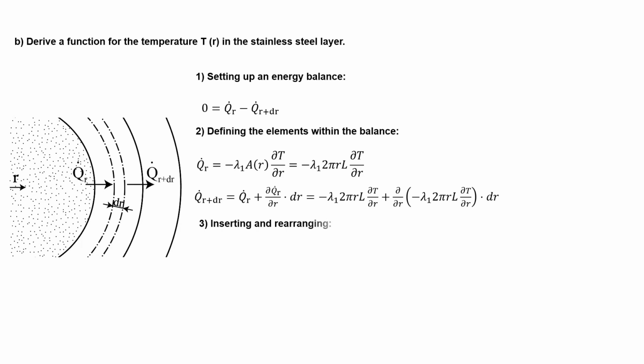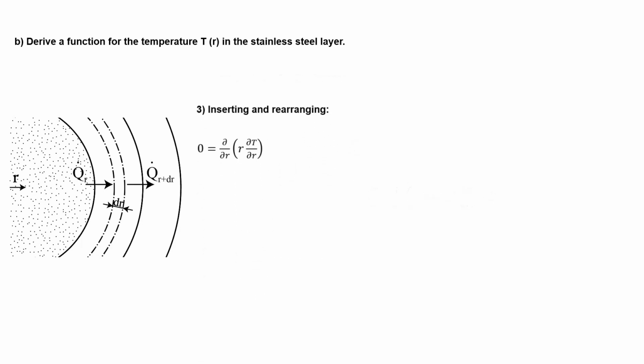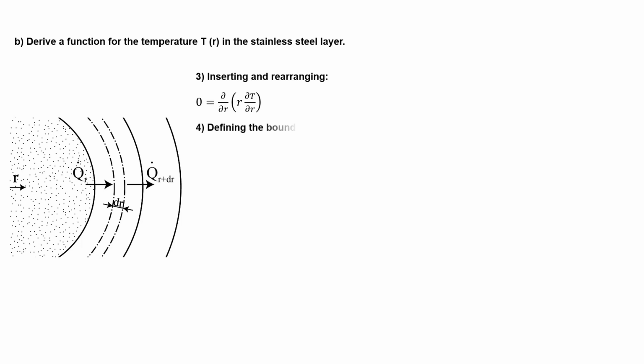Once we have an expression for both fluxes, we can just simply fill them into the balance, where eventually rewriting gives this expression. But the thermal conductivity, 2 pi, L, and dr are constants, so we can divide the left and right side of the equation by these terms, so they will cancel out, and they give us this expression. Now we have a differential equation where the temperature is differentiated twice with respect to r, so in order to be able to solve it, we should find two boundary conditions.